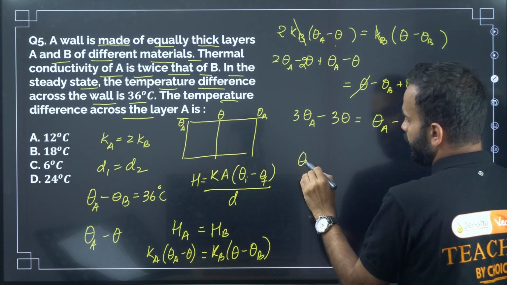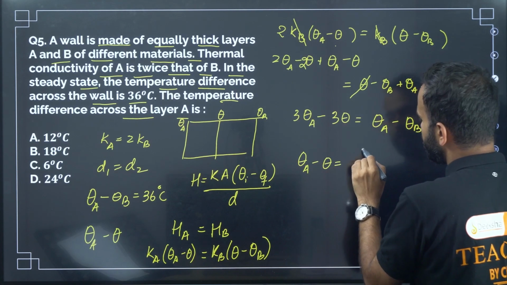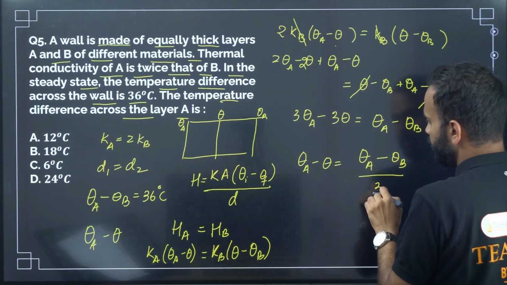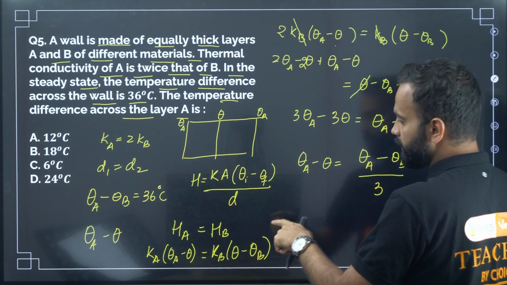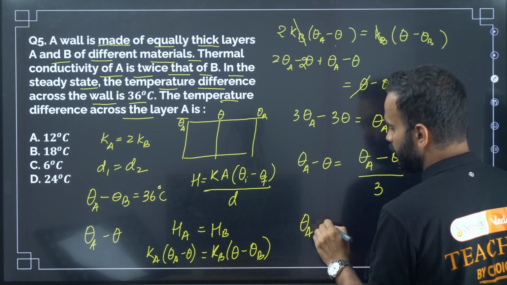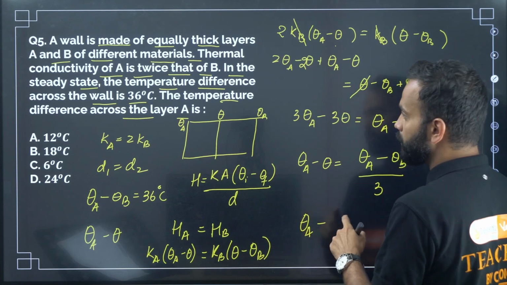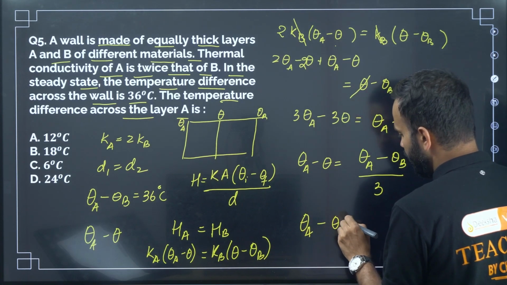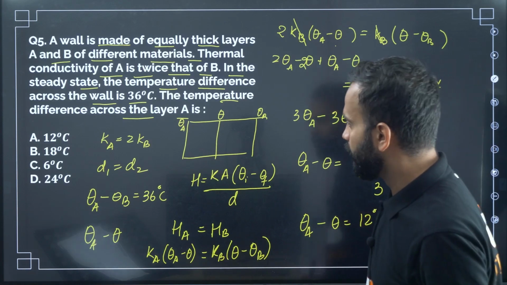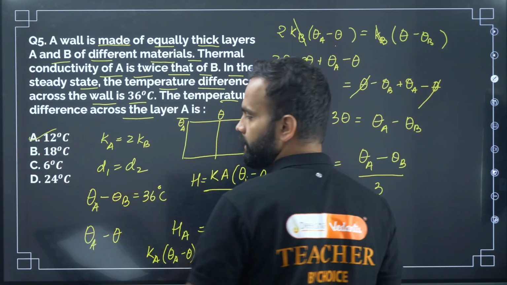So now theta A minus theta is equal to theta A minus theta B divided by 3. Theta A minus theta B is 36 degrees Celsius. Finally, the difference in temperature across the layer A is equal to 12 degrees Celsius. Okay, 36 by 3 is 12. So the correct option is A.